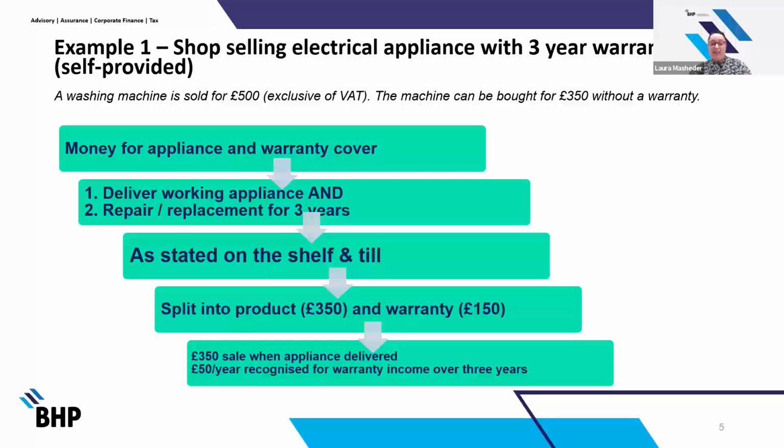The transaction price, well, that's really simple on this one. So it's the advertised price for it. Looking at the allocation of the price, well, that's going to be £350 for the washing machine and £150 for the 3-year warranty. And then finally, look at how we recognise the revenue. So that would be £350 on delivery of the washing machine, so on day one, and then the warranty income we take equally over 3 years. So we take that £50 a year, which takes us back to the £500.